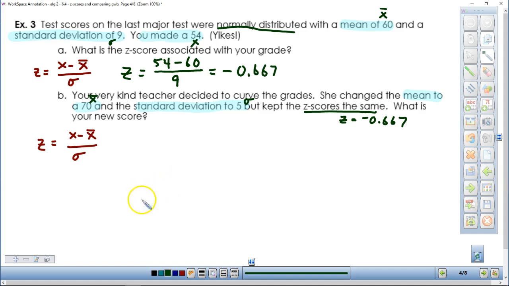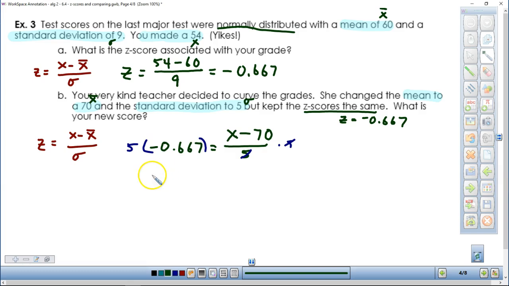In this case, when we're filling in the things into our formula, we know z. We know that z is about negative 0.667. We do not know your test score because she's curving that test score, so that is the variable that we're going to leave out, minus the mean, which is a new mean of 70, divided by the standard deviation, which is a new standard deviation of 5. Now, in order to solve this, what we're going to do is multiply both sides times 5 to get that out of the denominator, right?